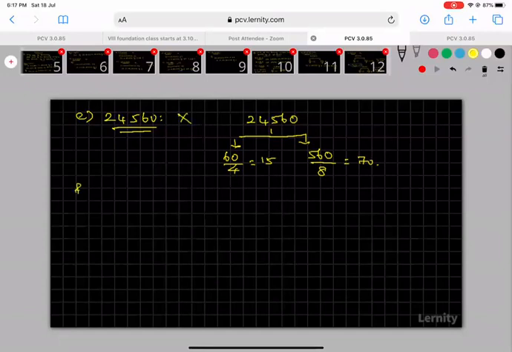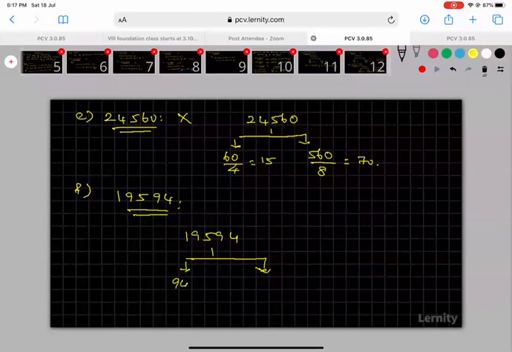Okay, then F, what is the problem they are given? 19594. This is the problem they are given. So I want to check here. This is 94 divided by 4, which is not divisible. So if the first step is not divisible, we don't need to do the second. So this is not an answer. Okay, shall I move to the next slide, sir? The problem is over.